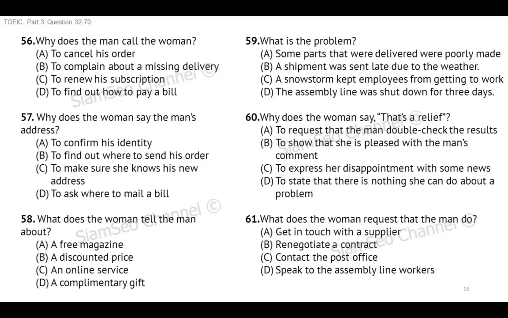Questions 59 through 61 refer to the following conversation.